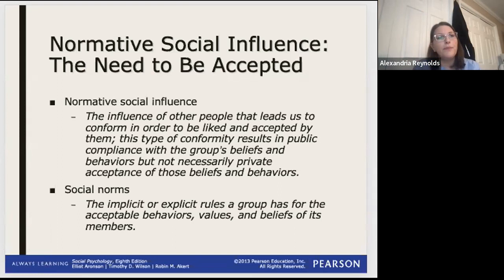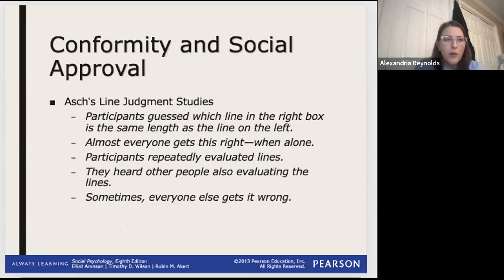Now, let's talk about an example of when we have situations where people experience this normative social influence and don't like to go against the grain. So Asch's line judgment studies is a series of studies, really interesting stuff, where people demonstrated that they were conforming to a crowd, even though they knew that the answer was incorrect.